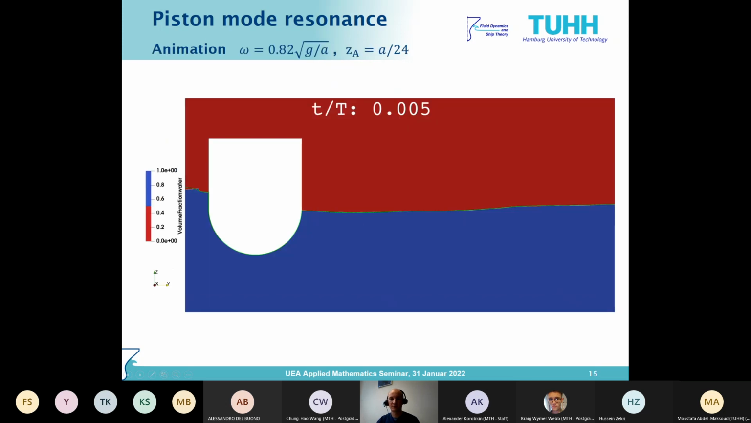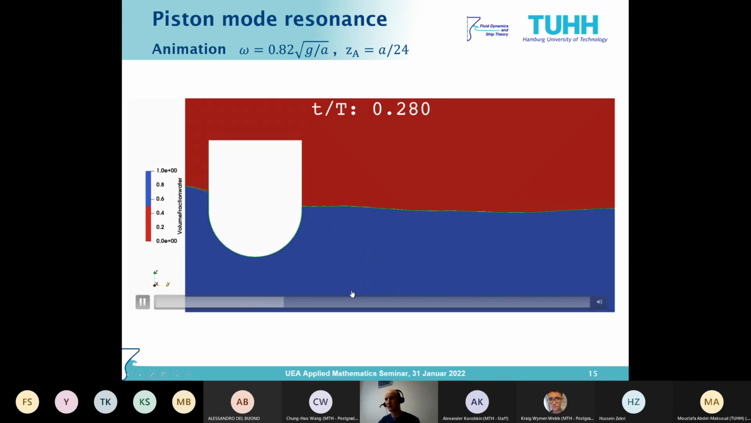Okay, so here's an animation on this, just so that you get an impression of what is going on. Here now in blue is the water and red is air. This is the volume fraction from the finite volume method. And in green is the boundary of the boundary element method. You can see they agree quite well, although there are some differences in the details. You can barely see the hull moving. However, the flow in the gap is moving very violently up and down.